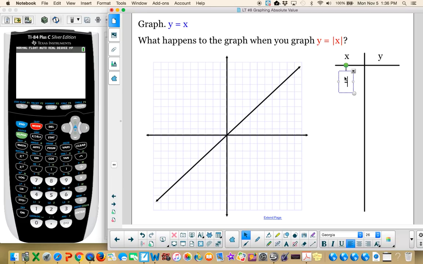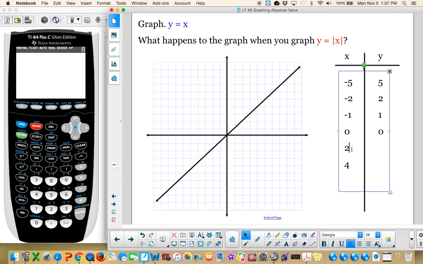Well, let's pick some ordered pairs and see what we get when we plug in absolute value. If I've got x is -5, then the y value is going to be, well, what's the absolute value of -5? Absolute value means the distance from 0. It's 5 units away, so we get 5. The absolute value of -2 is 2. The absolute value of -1 is 1 because it's 1 unit away. The absolute value of 0 is going to be 0.